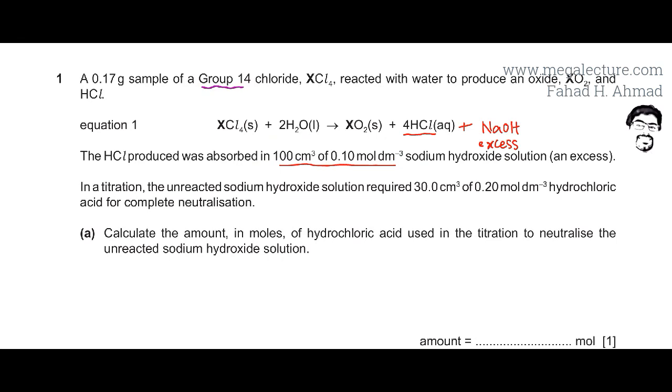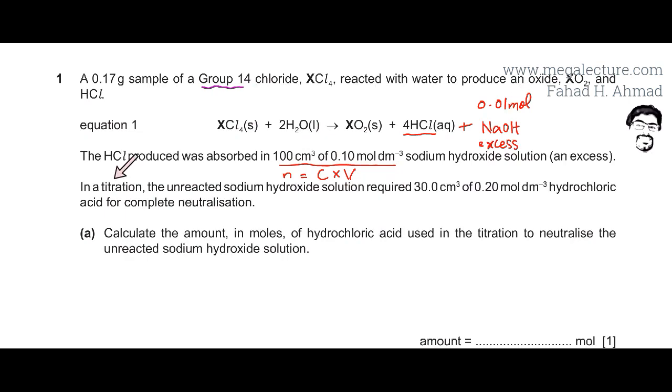What we can do over here is use the formula n = c × V, which is concentration multiplied by volume, gives you moles. And over here the volume should be in dm³, so it's 0.1 dm³. So the moles of NaOH that are added are 0.01 moles. So you're reacting the HCl produced with 0.01 moles of NaOH, which is in excess, which basically means that some of this NaOH will not react and would be left over. So I did n = c × V, with volume in dm³, divided by 1000, and I got 0.01 moles.